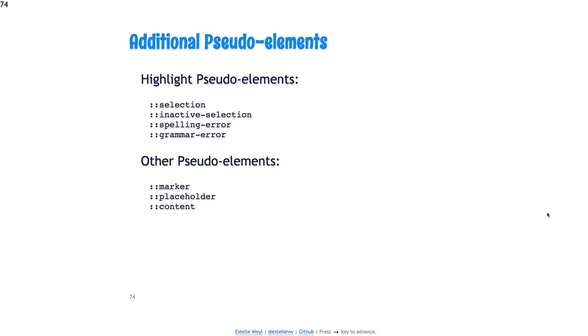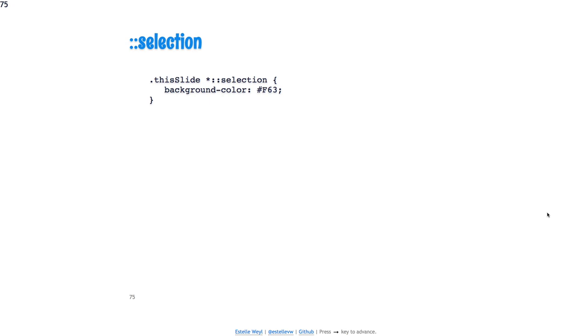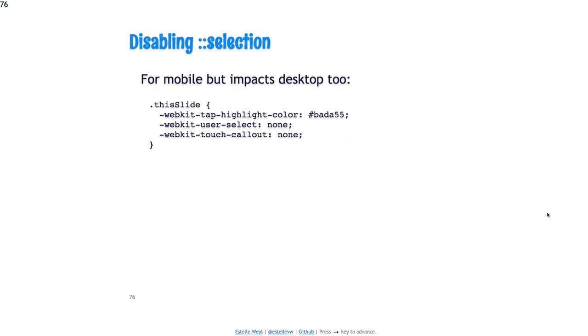Additional pseudo elements: we have inactive selection, spelling error, grammar error, marker, placeholder, and contents. These are coming, they're not here yet. I already did that. Oh, I wanted to cover disabling selection. Only use this on mobile, and only if it makes sense. If you're playing a game, you don't want them to select something because they're tapping all the time. Sometimes you do want to prevent selecting something because it's a game, and when you click on it you're supposed to flip the card, not select the card and copy the text from that card, or an image, or something like that. So these three will help you disable selection.